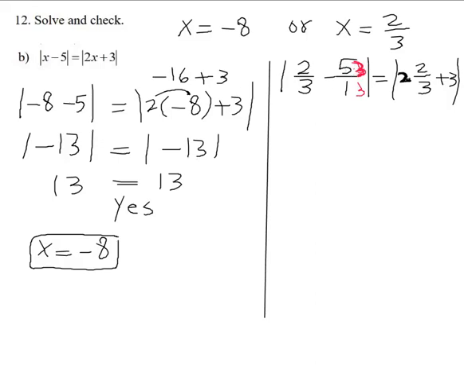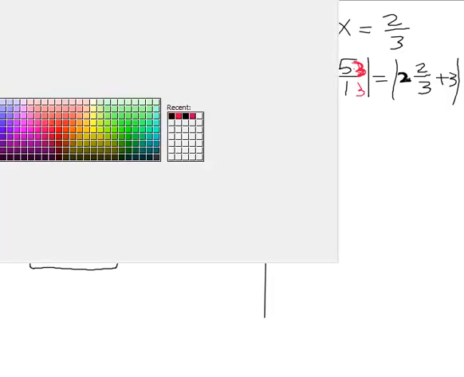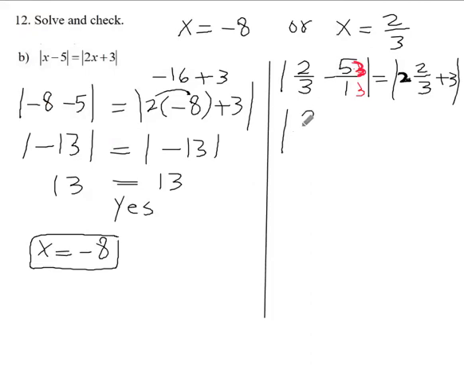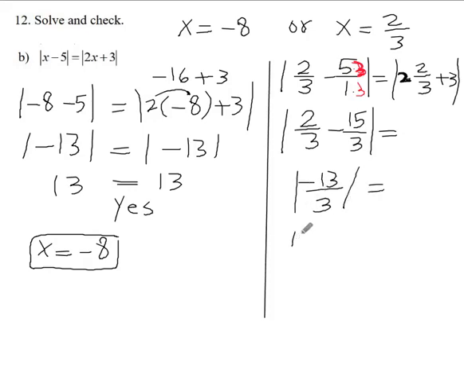Alright, so I would get absolute value of 2 over 3 minus 15 over 3 on the left hand side. So I get 2 minus 15, that gives me minus 13 over 3 on the left hand side, so that would be 13 over 3. Let's see if I get the same on the right hand side.